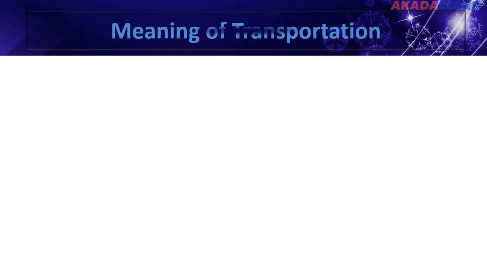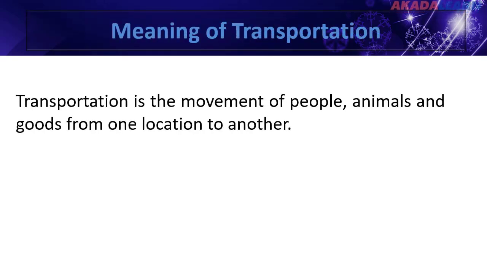We'll be starting off with defining transportation. Transportation is the movement of people, animals, and goods from one location to another. Modes of transportation include air, water, rail, land, etc. Transportation is important because it enables trade between people, which is essential for the development of civilizations.